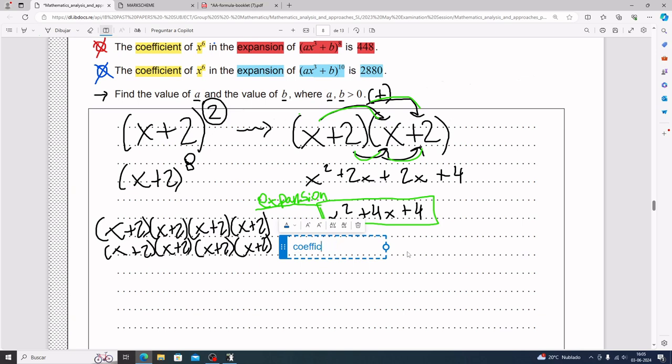Am I writing that correctly? Coefficient. So why is it showing up red, dude? Probably just English, Spanish. Yeah, no worries.